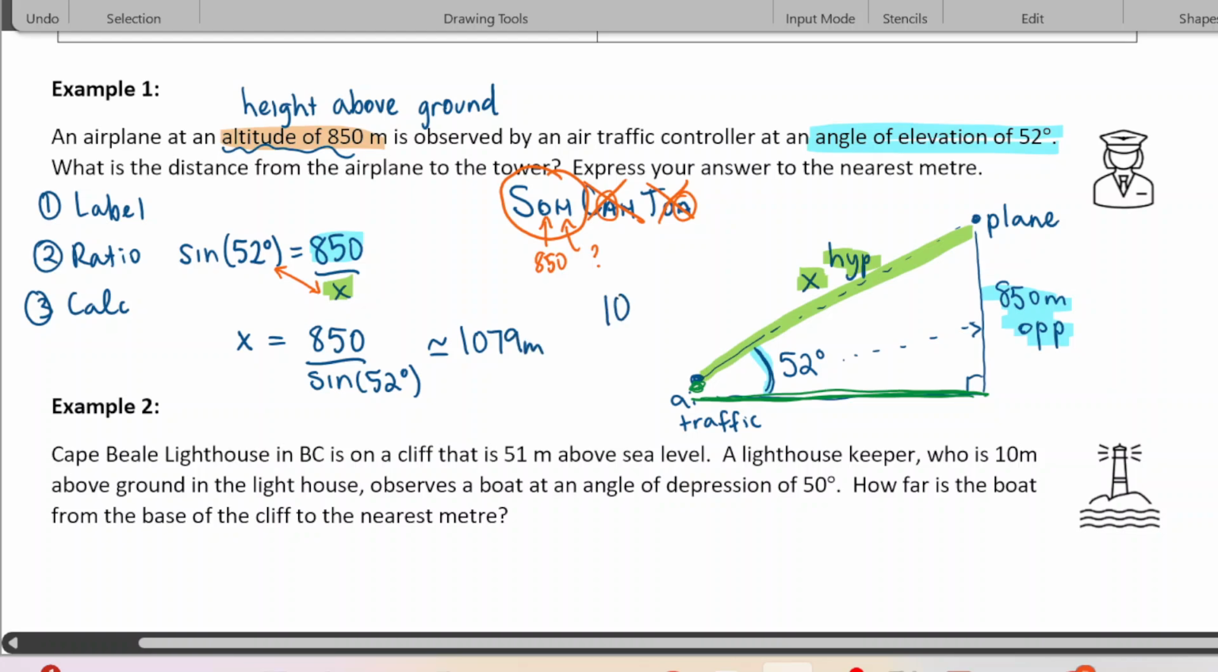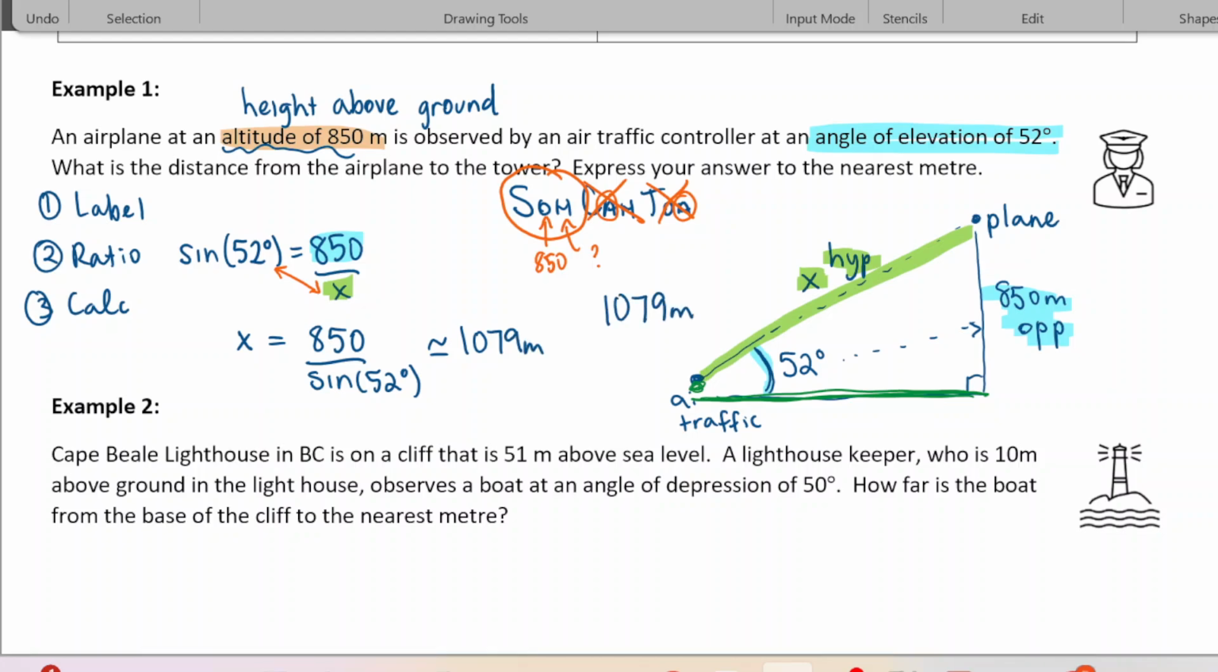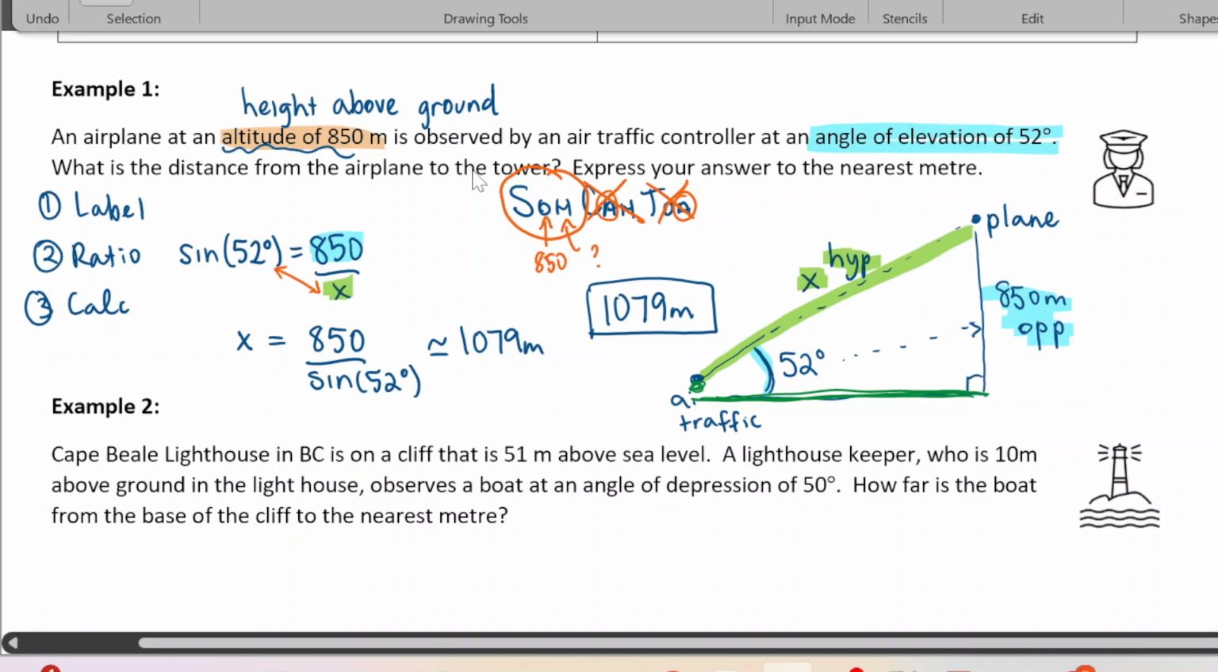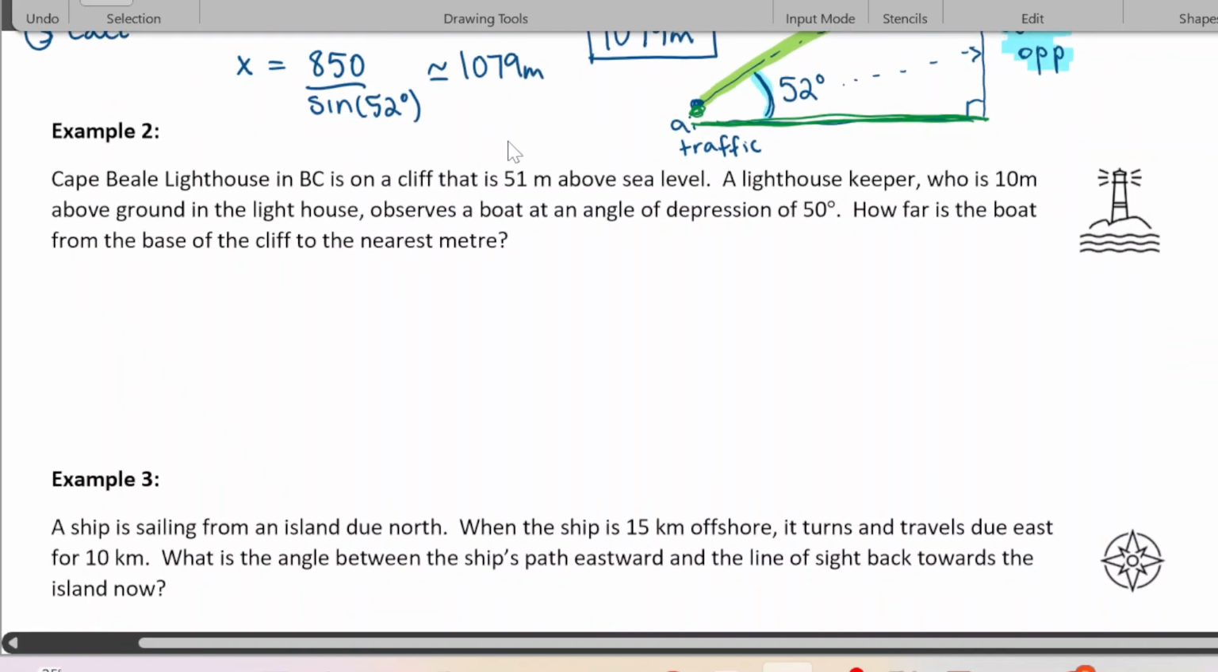So the answer is 1,079 meters. Question says express it to the nearest meter. So that distance there from the plane to the air traffic tower is 1,079 meters approximately. Okay, let's do two more where we have to draw some pictures.